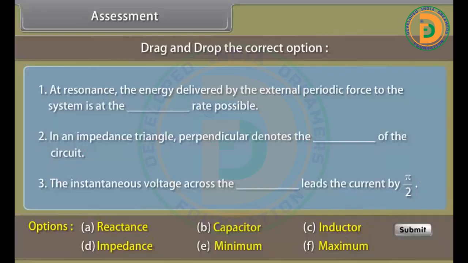Assessment. Before proceeding further, let us know how much you have learned. Drag and drop the correct option. Sharpness of resonance in LCR circuit.